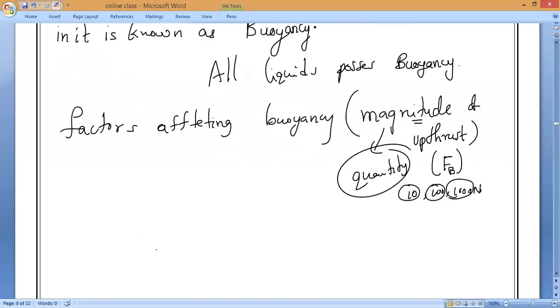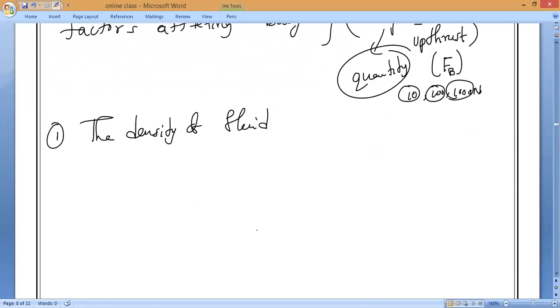Magnitude of upthrust. First factor, density of fluid. What is the first factor, everybody? Density of fluid. Okay. So remember, what symbol represents density? Rho. Yes. Density, rho. Rho is directly proportional to buoyancy force.